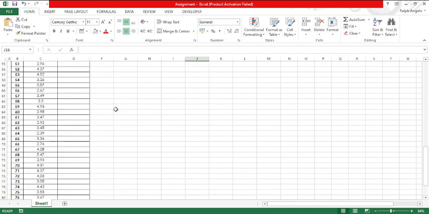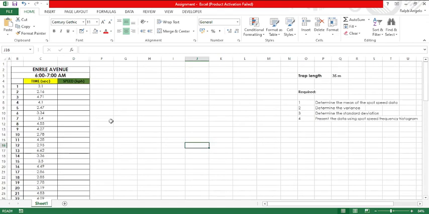80 data collected through fieldwork at Enrile Avenue from 6 o'clock a.m. to 7 o'clock a.m. The trap length is 35 meters and we are required to determine the mean of the spot speed data, the variance, the standard deviation, and to present the data using a spot speed frequency histogram.